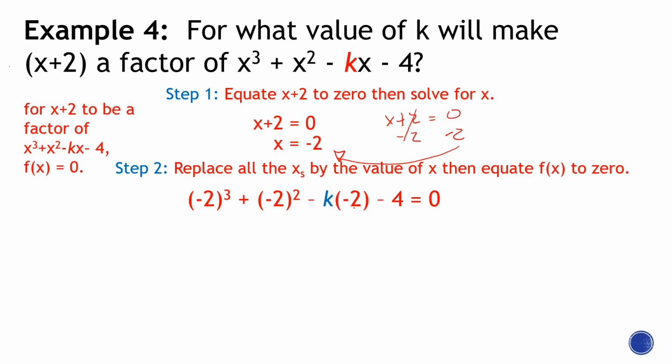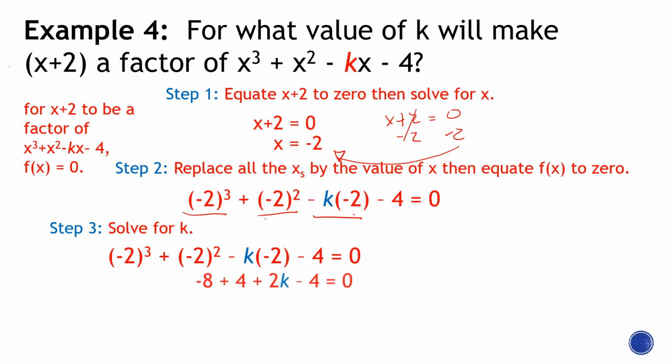Okay, negative 2 raised to 3 is equal to negative 2 times negative 2, which is 4 times negative 2, which is negative 8. This is positive 4. This is negative k times negative 2, that is plus 2k, and then minus 4 equals 0. Solve for k. Okay, negative 2 raised to 3, that's negative 8. Negative 2 squared, that's 4. That's positive 2k, and then just copy negative 4.